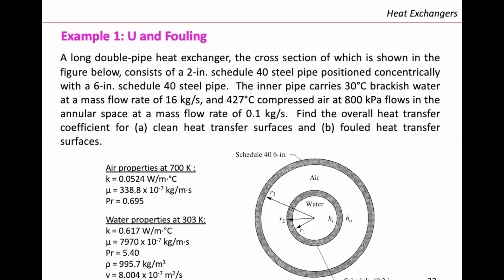So we want to know those values, and we have been given a lot of properties. We are given the properties of air at 700 Kelvin, the thermal conductivity, the Prandtl number, the viscosity, and also for the water, we have a lot of properties given. Almost all the properties we need for the water. Okay, so let's start solving then.